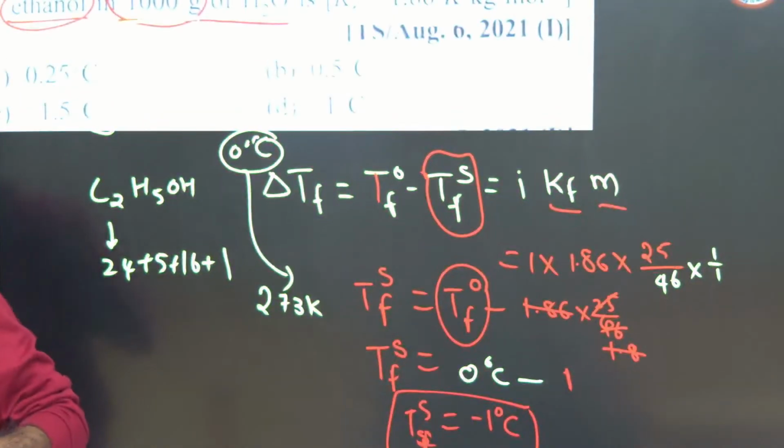So 0 degrees, and this will be almost 1.8 around that value. So we can get around 1. How much are we going to get? 1. That's it. Tfs, the freezing point of solution, will be minus 1 degree Celsius, which will be your answer for this question. Tfs will be this much. Hope this is clear, and option number 4 will be the perfect answer for this question.